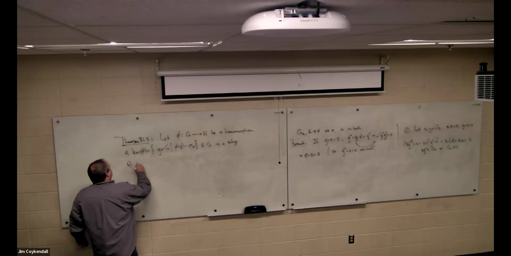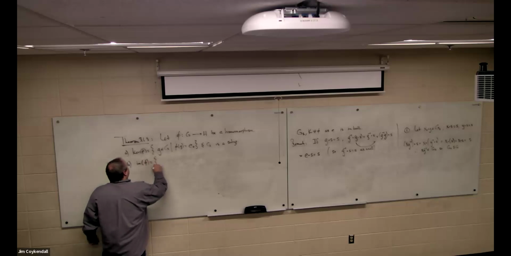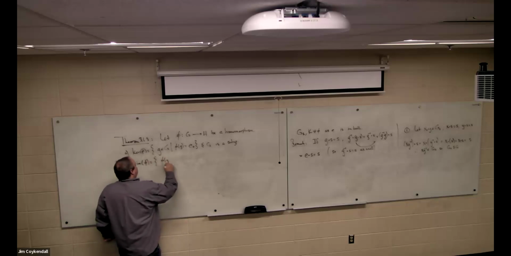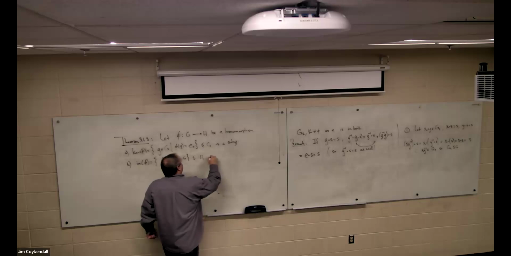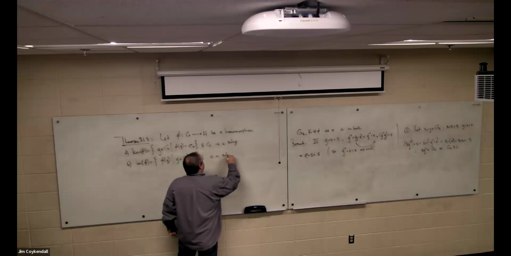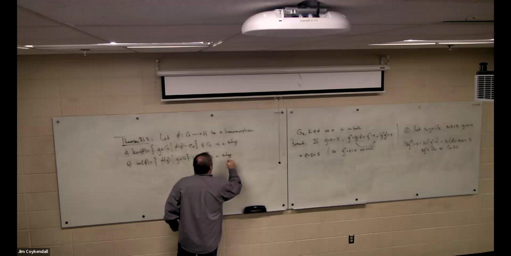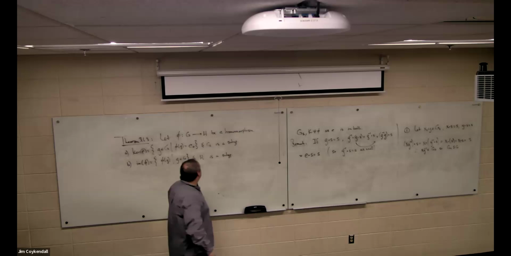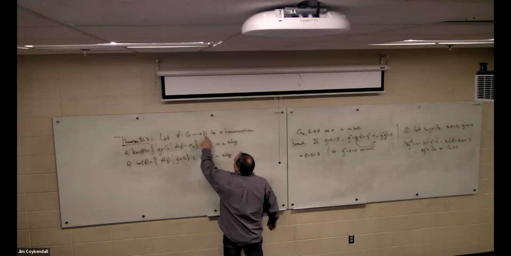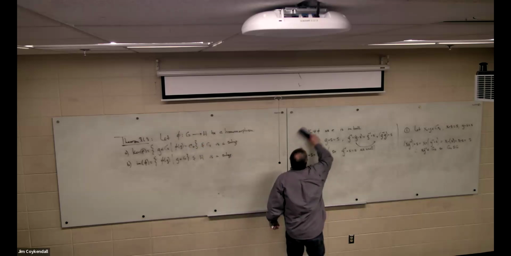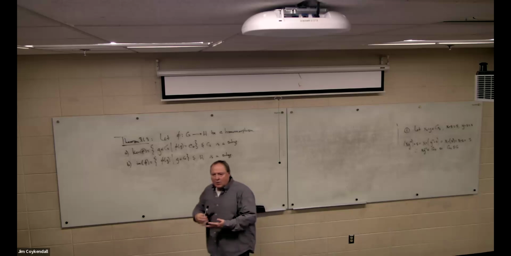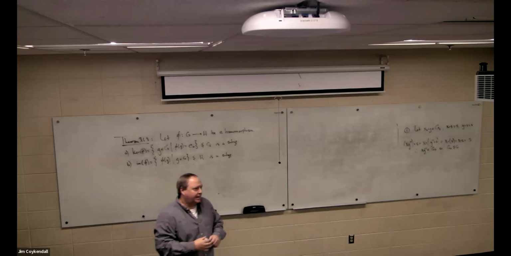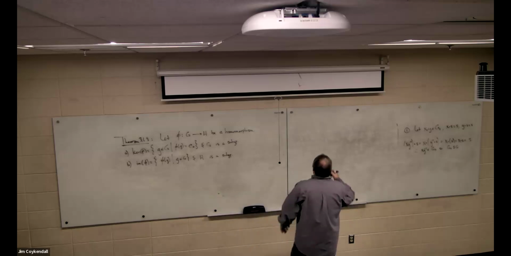B, the image of phi, this is the set of phi of G as G ranges through G, is a subgroup of H. So the kernel, everything that goes to the identity, is a subgroup of G, and the image of phi is a subgroup of H. Questions on that? Okay, let's see why they're subgroups.